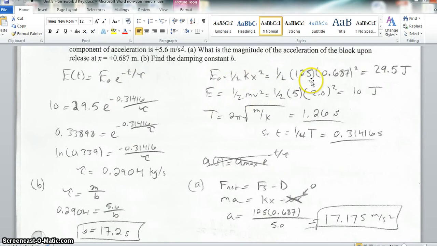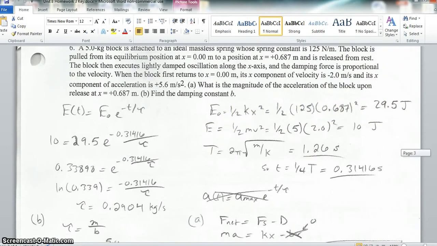The initial energy would be based off of the initial potential energy of the system, so 1/2 kx squared, which ends up being about 29.5 joules. The energy at that specific point in time: they tell me that the velocity is negative 2 meters per second when it reaches that position for the first time. Because of that, I can find the kinetic energy of the system at that point in time, which would be the total energy of the system. So 1/2 times 5 times 2 squared, which is 10 joules. Then I plugged those in over here for my initial energy and my final energy. So that's where the 10 and the 29.5 are coming from.